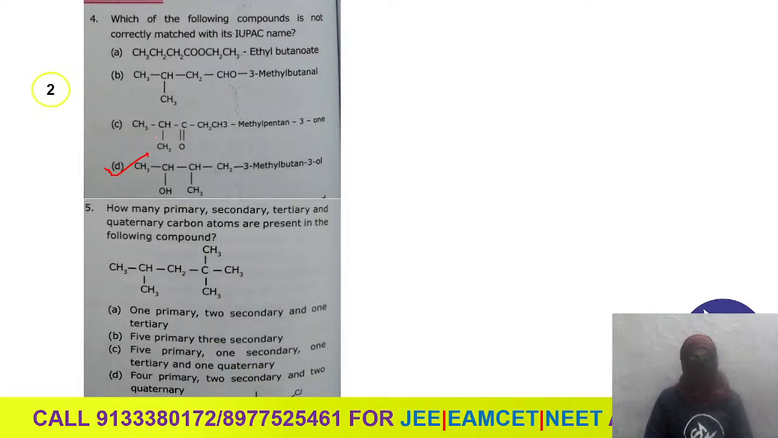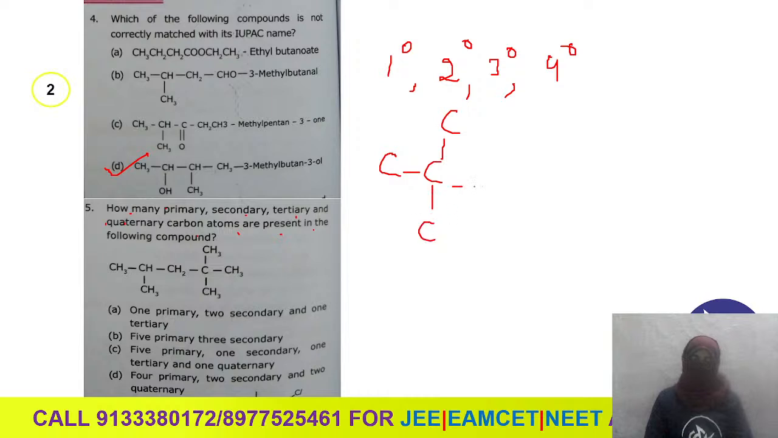Now, moving on to the fifth question. How many primary, secondary, tertiary, quaternary carbon atoms are present in the following structure? What do you mean by all these degrees? These degrees are based on how many carbons a carbon is attached to. Just see here, this carbon is attached to how many carbons? 1, 2, 3, 4. This carbon is known as quaternary carbon.